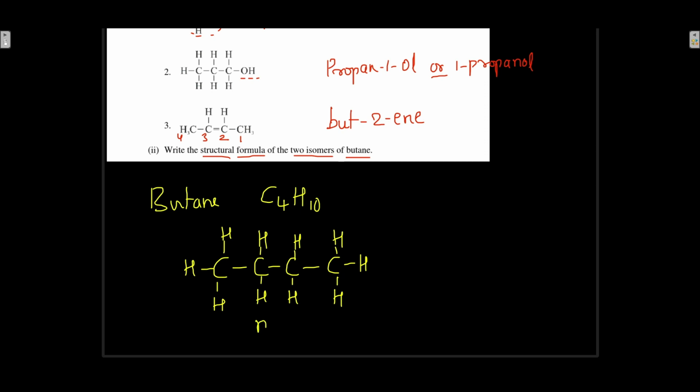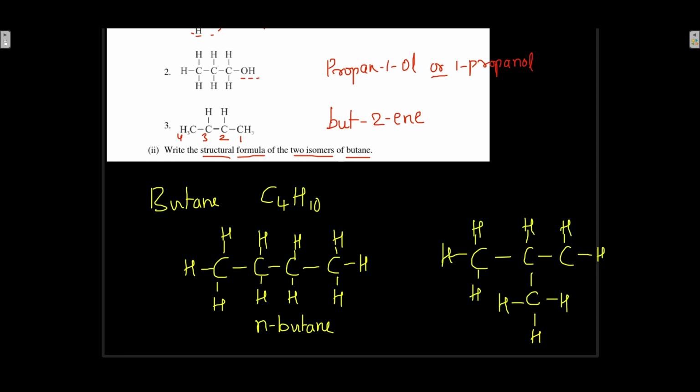This is the common name n-butane. One more way you can write is one branch here like this, H, H, H. So satisfy all the valencies by hydrogen. This will be your isobutane, or 2-methylpropane, the IUPAC name.